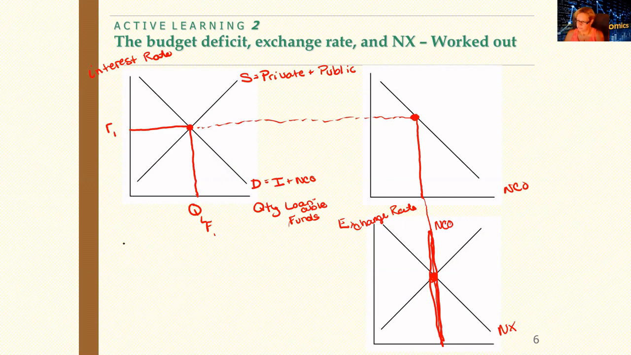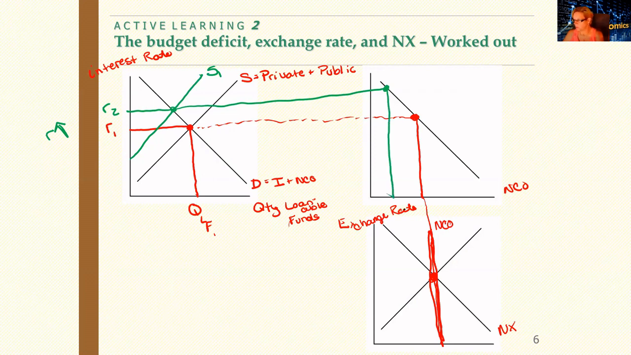Now let's run a budget deficit. You already saw me do this part previously. So now we end up with less national savings, S1. The real interest rate increases to R2. Follow that over. Net capital outflow decreases because the dollars stay here, and then foreigners will invest in our economy.